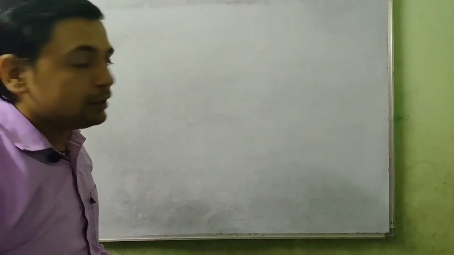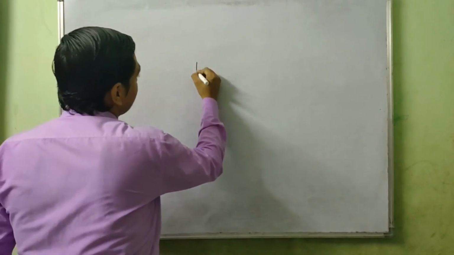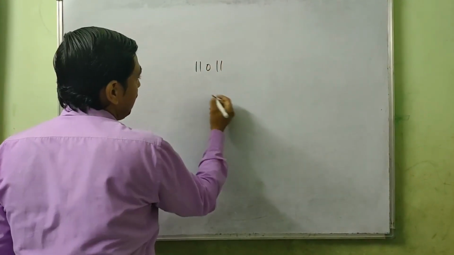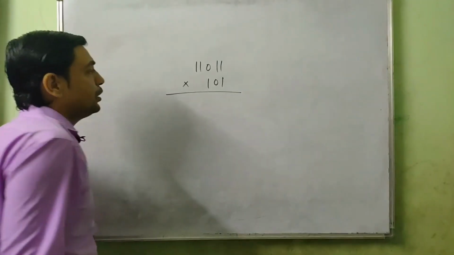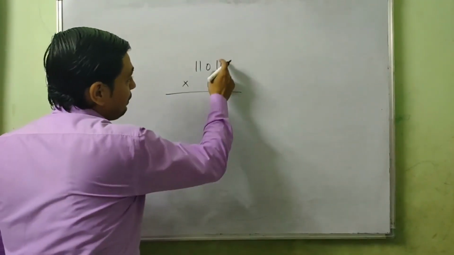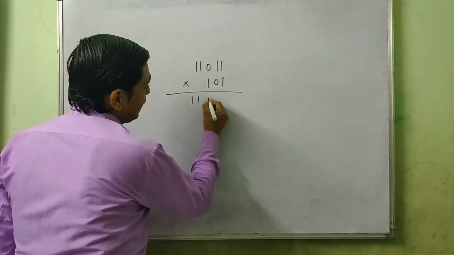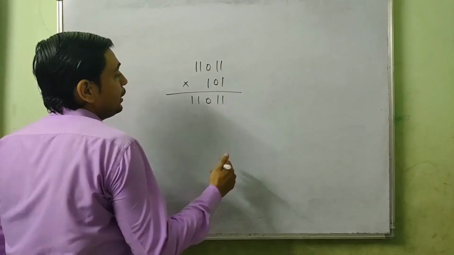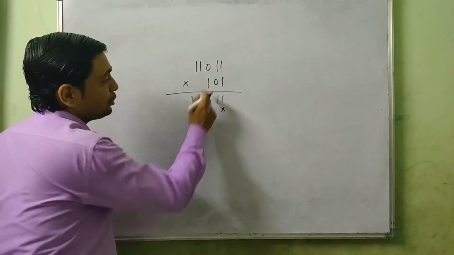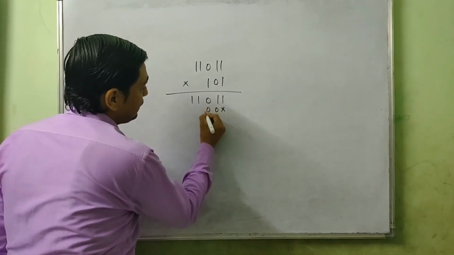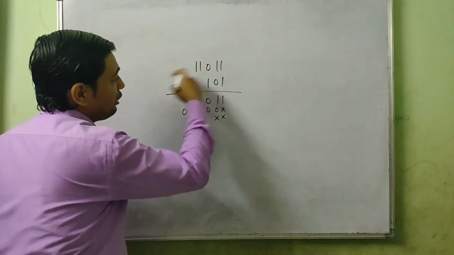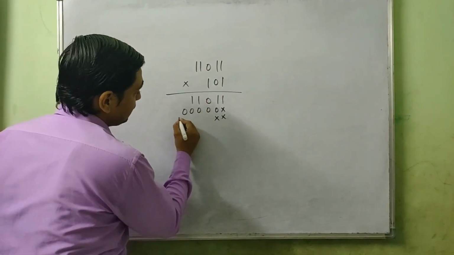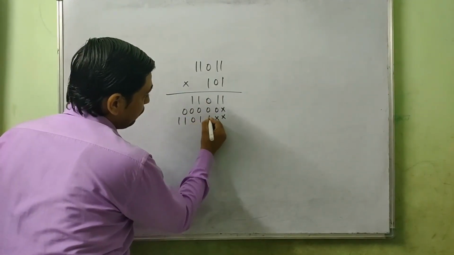Let's do one more multiplication, and this time a bigger one. Not too big, but let's see, 11011, and let it be multiplied with 101. Okay, fine. Now first of all, 1 will be multiplied with 5 digits, so they will be as it is. Now we will put a cross over there. Now 0 is multiplied with 5 digits, so 5 zeros will be there. Now 2 crosses, and now 1 will be multiplied with these 5 digits, so it will be 11011.